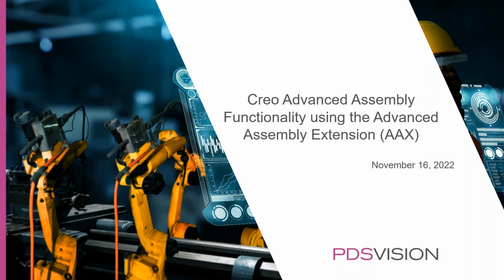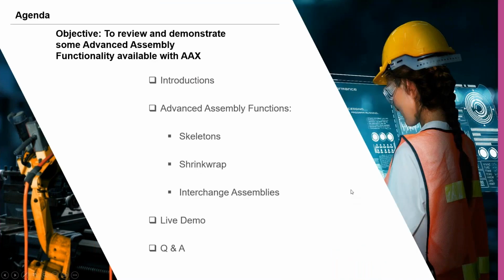For this webinar, we will be covering Creo Advanced Assembly functions using Assembly Advanced Extension. We will, of course, cover some of the options available in Advanced Assembly Extension, being skeletons, some shrink wrap, and then, of course, using interchange groups. We'll do a demonstration of that, and then, of course, following that will be a Q&A.